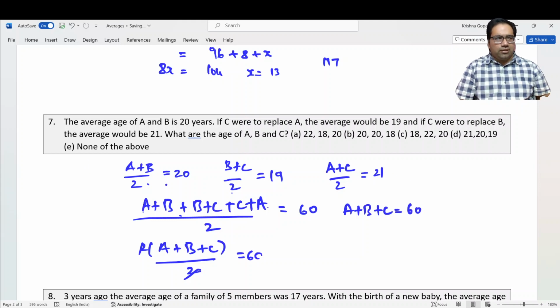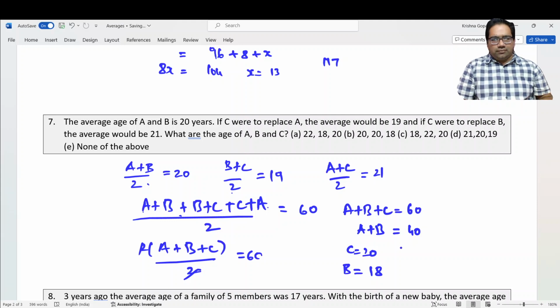Now, A plus B equals what? From the first equation, A plus B equals 40. Right. Now A plus B plus C is equal to 60 and A plus B equals 40. That means C equals 20. If C equals 20, then B plus C is 19 into 2, which is 38. So B equals 18, since 18 plus 20 is 38.